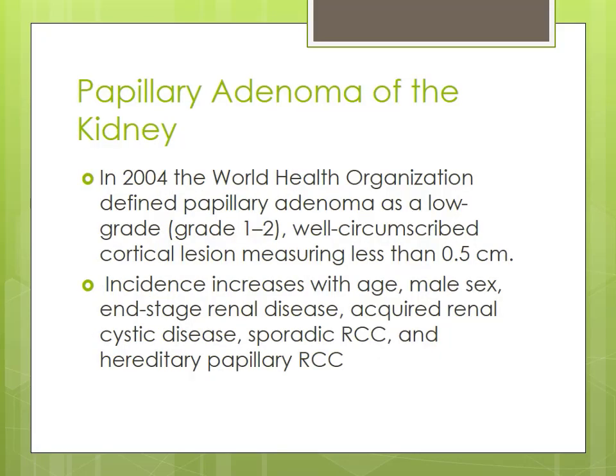The next one is the papillary adenoma of the kidney. In 2004, WHO defined papillary adenoma as a low grade, grade 1 to 2, well circumscribed cortical lesion measuring less than 0.5 centimeter. They are very small tumors. The incidence increases with age, male sex, end-stage renal disease, acquired renal cystic disease, sporadic RCC, and hereditary papillary RCC. Papillary adenoma of the kidney is considered a precursor to papillary RCC, so it is very important in that context.